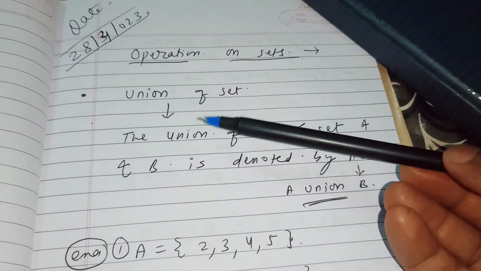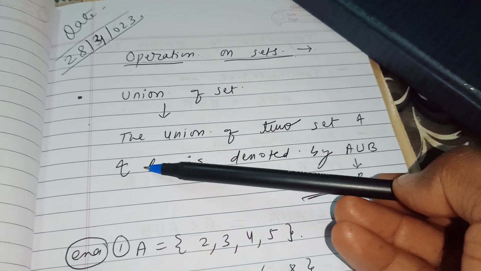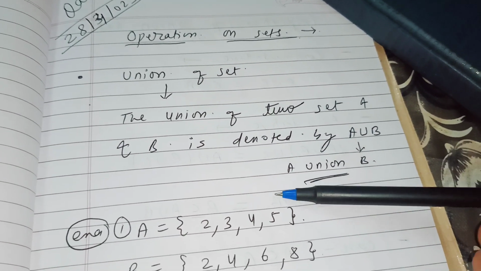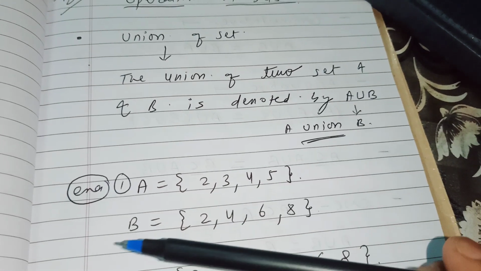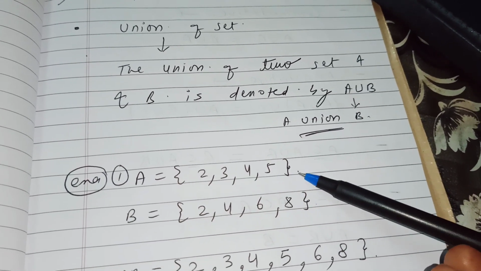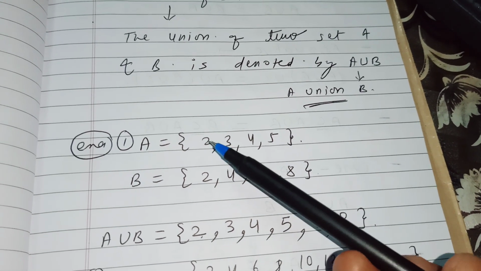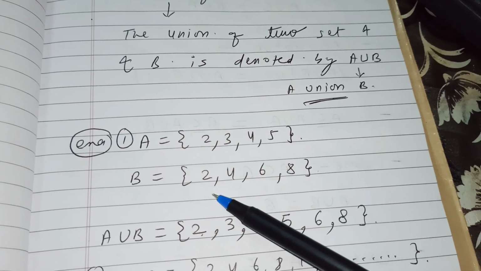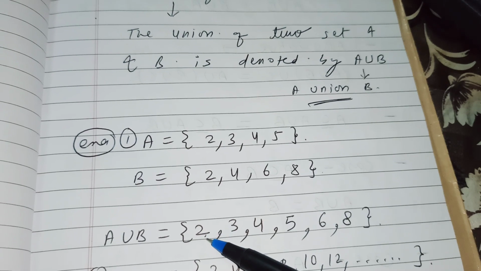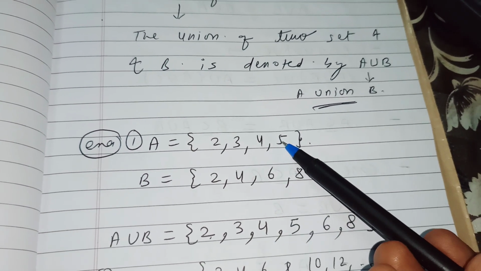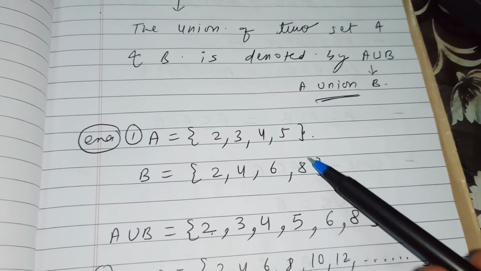Operations on sets. So, union of sets. You know it. The union of two sets A and B is denoted by A union B, and we read it this way. For example, A is written here as {2, 3, 4, 5} and B is written as {2, 4, 6, 8}. So A union B we can write: 2 is common, the same element, so we write 2, 3, 4, 4 is the same but we write it one time, 5 one time, so 5, 6 and then 8.